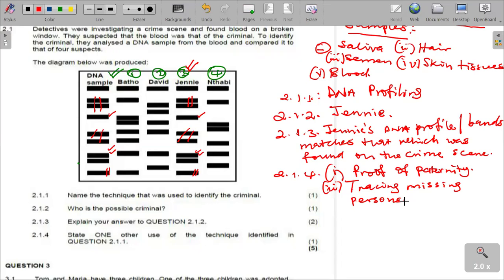We can also use DNA profiling in identification of genetic disorders. It can be used for identification of genetic disorders.